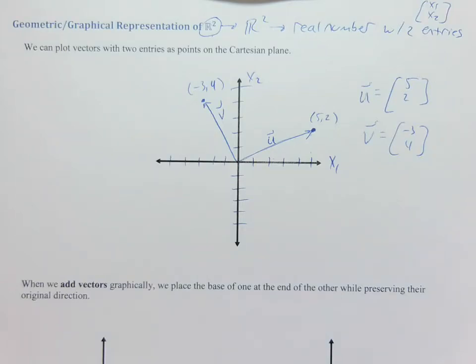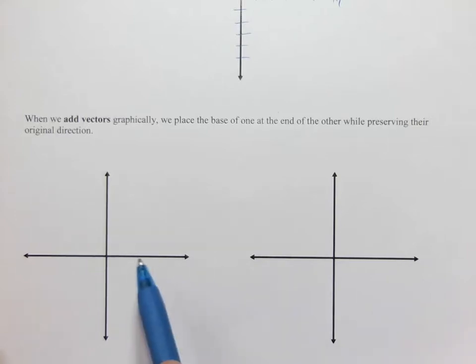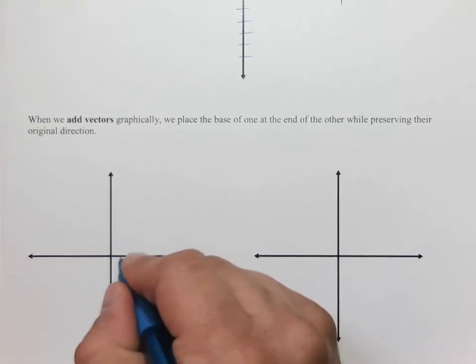But what we want to look at is what happens when we actually add vectors graphically. And so like it says right here, when we add vectors graphically, you place the base of one of them at the end of the other while preserving their original direction. Okay, so I'm going to go ahead and just redraw the graph we just drew right here and then talk about adding them. So let's do the same thing.